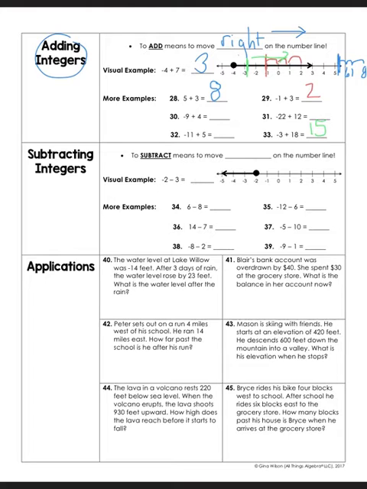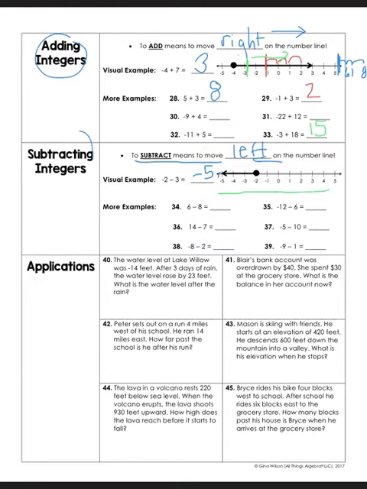So now we'll talk about subtracting integers. If adding integers means moving to the right, to subtract means to move left on the number line. So right here we started at -2 and we're subtracting 3, so we're going 1, 2, 3. What did we end up at? Negative. So now we'll do number 35.